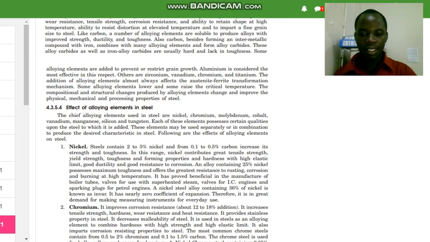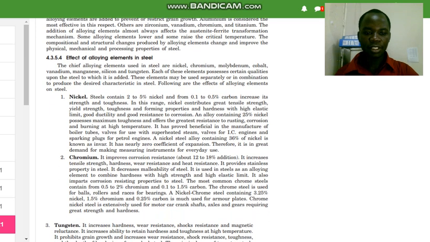A nickel steel alloy containing 36% of nickel is known as Invar. It has nearly zero coefficient of expansion, therefore it is in great demand for making measuring instruments for everyday use.